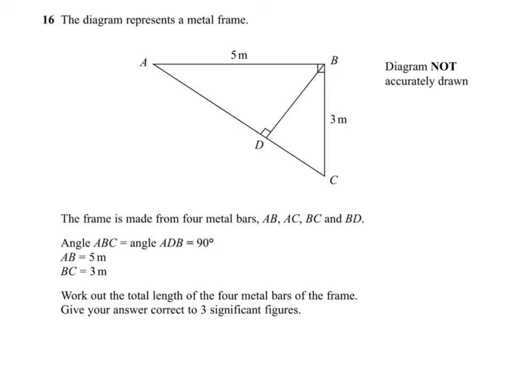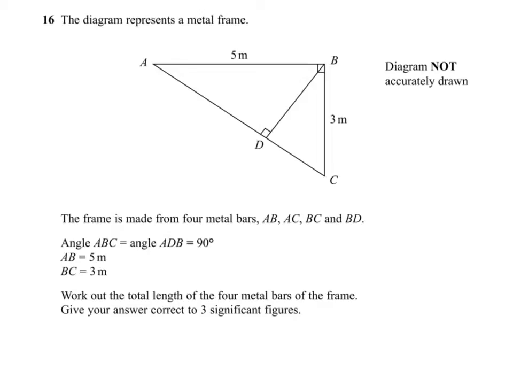We know that length AB is 5 and BC is 3. We've got to work out the total length of the 4 metal bars of the frame. We've got to give our answer correct to 3 significant figures. Okay, so we can do AC to start with because we're working inside a right-angled triangle. We're looking at AC as the hypotenuse of the right-angled triangle ABC.